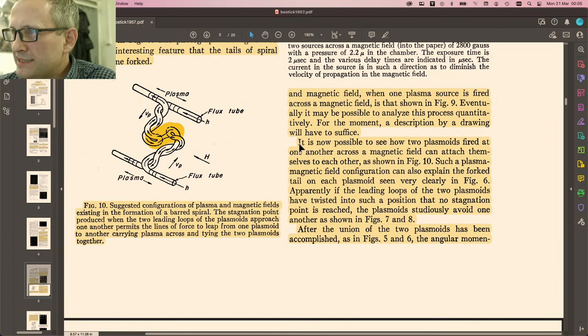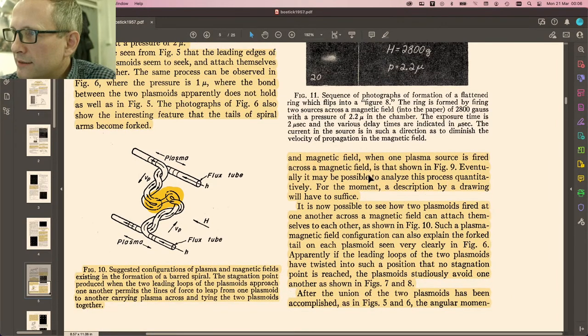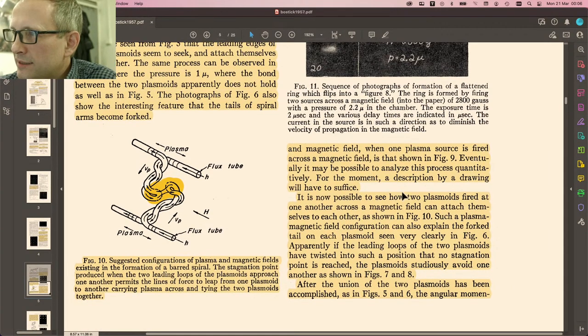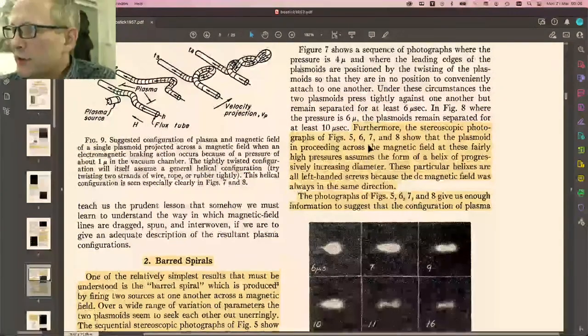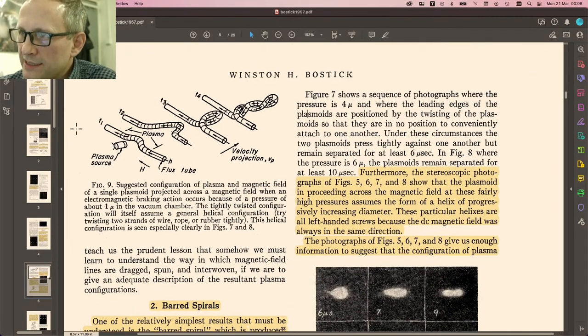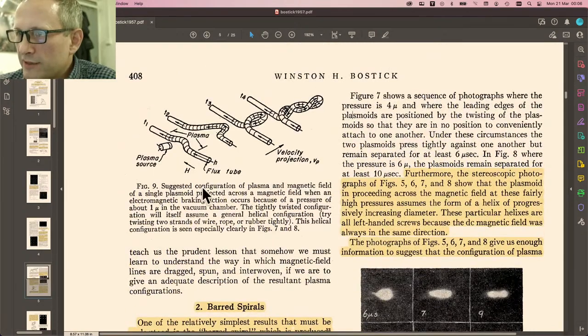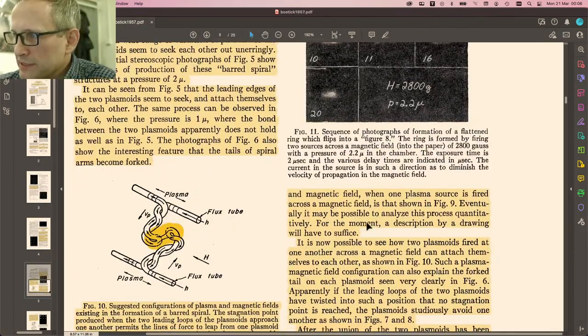As I will say again, it is now possible to see how two plasmoids fired at one another across a magnetic field can stretch themselves into each other. Oh, have I said the wrong thing here? Okay, so the photographs 5, 6, 7 give us enough information to suggest that the configuration of plasma, this one here, and magnetic field when one plasma source is fired across a magnetic field is that shown in figure 9, this one. Eventually, it may be possible to analyze this process quantitatively. For the moment, a description by a drawing will have to suffice.